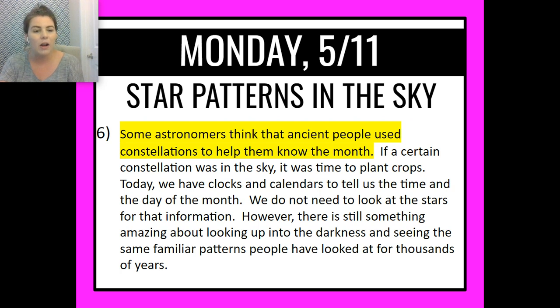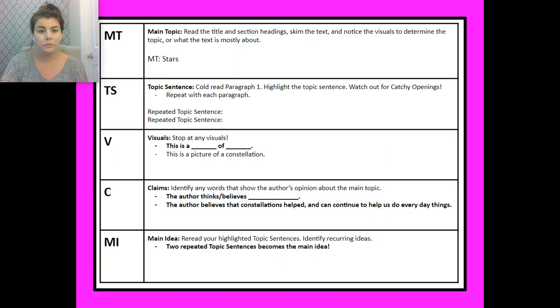And then in paragraph 6, some astronomers think that ancient people used constellations to help them know the month. This sentence is really helping us understand the rest of the information in this paragraph of like why constellations were important in the first place.